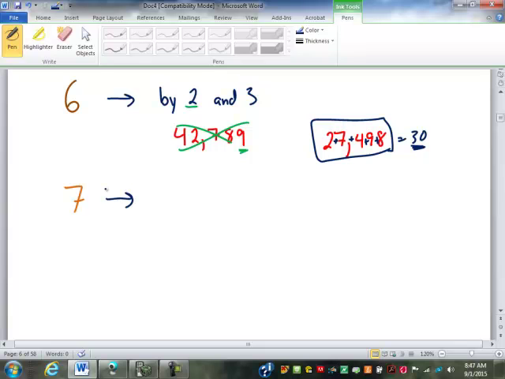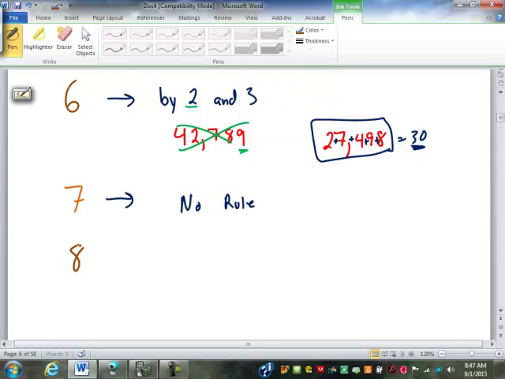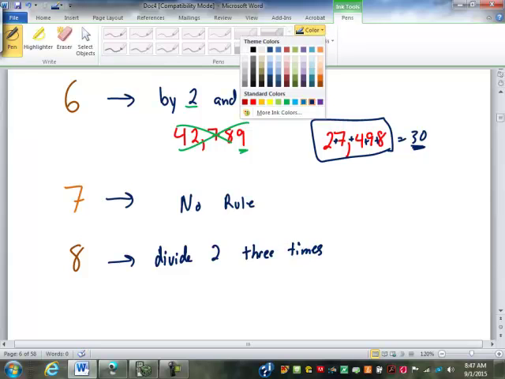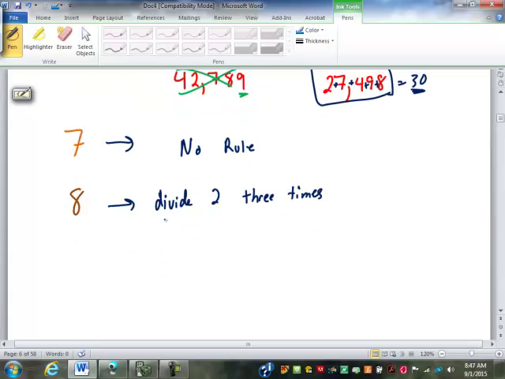Okay, there is no rule for 7. They've been searching for hundreds of years and have not found one for 7s. For 8, kind of like 4s and 6s to me, I can just divide by 2 three times. So I personally don't really care about being able to look and see if I can divide by 8, partially because the rule for dividing by 8 is extremely difficult.